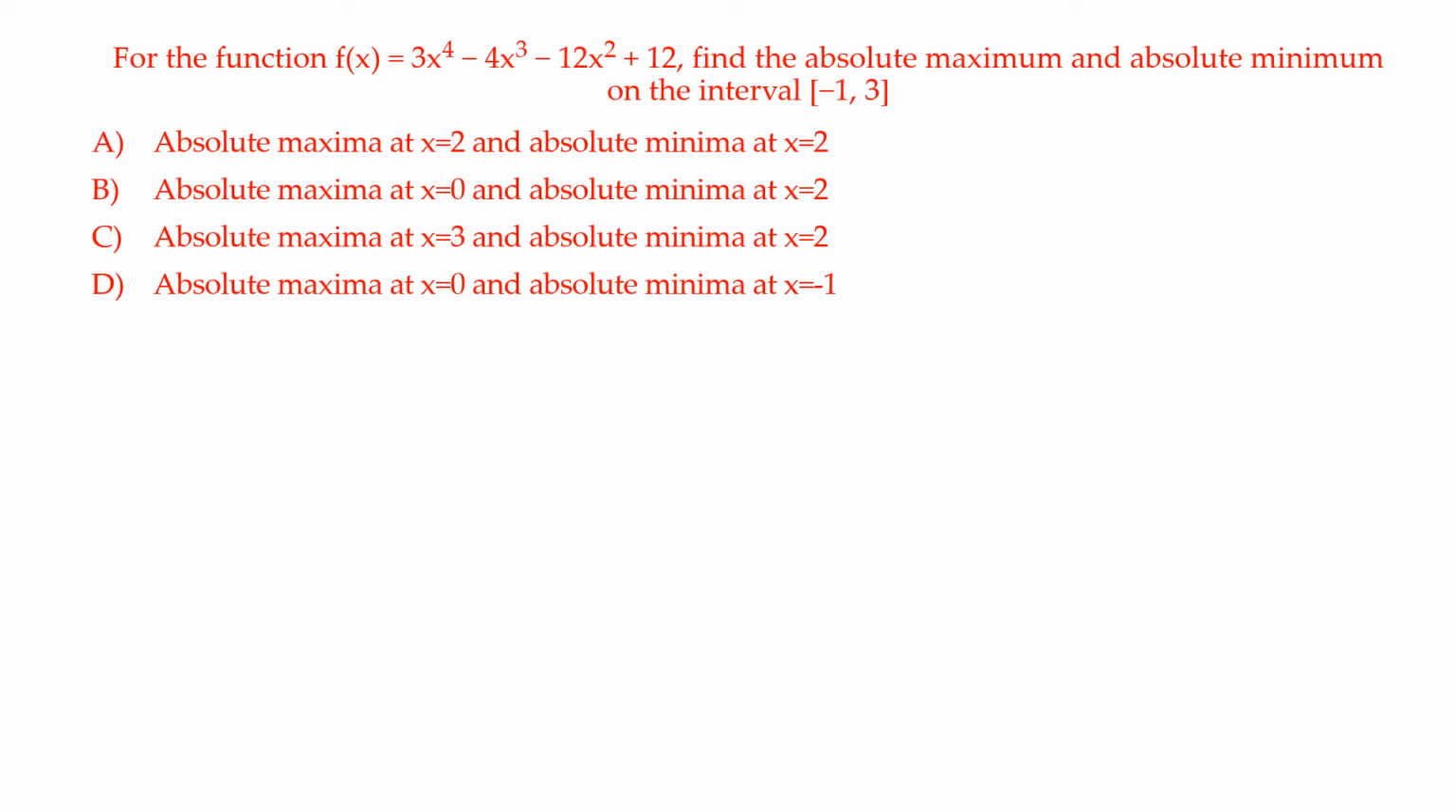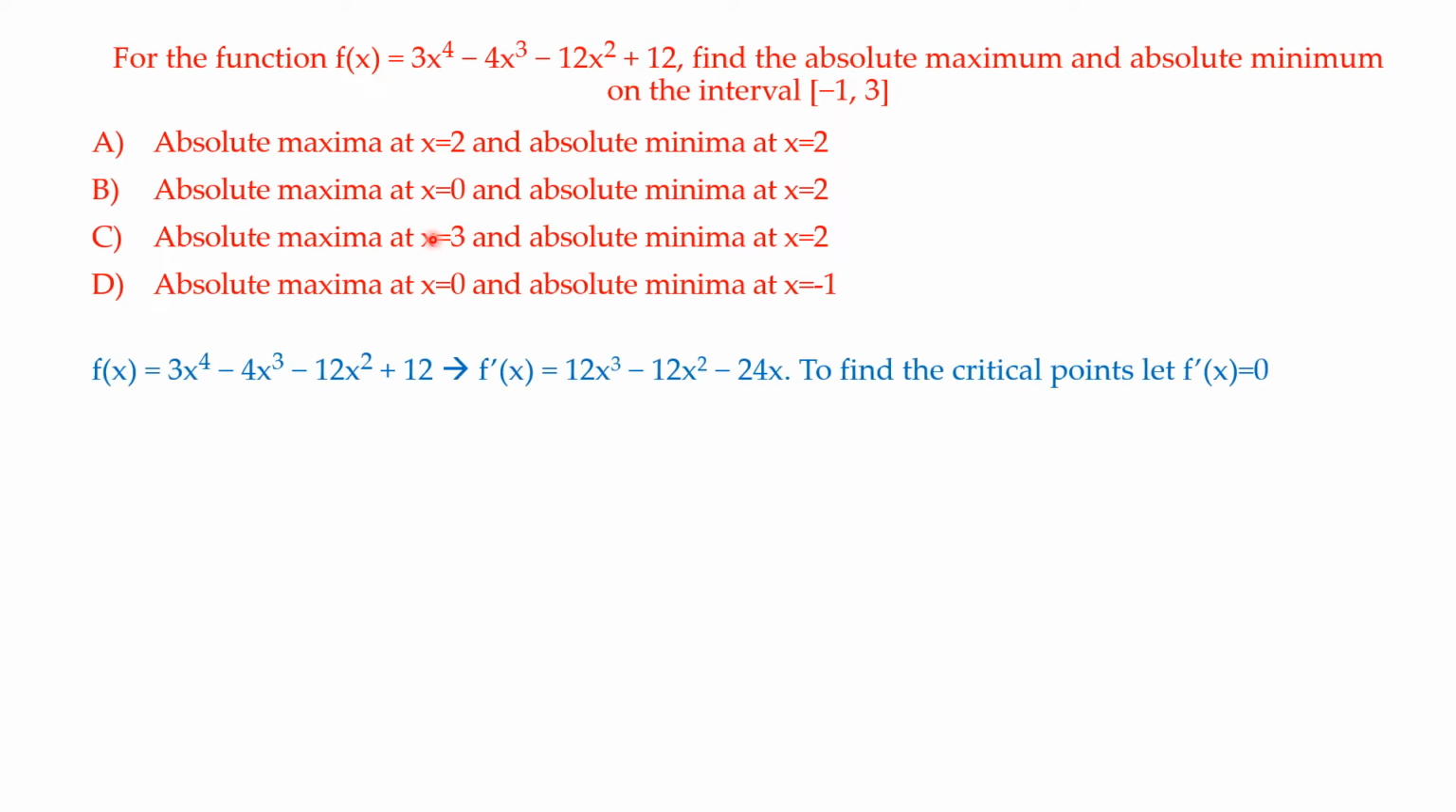The question is as follows. For the function 3x to the power 4 minus 4x to the power 3 minus 12x squared plus 12, find the absolute maximum and absolute minimum on the closed interval between -1 and 3. These are the possible answers. So let's get going with the solution.